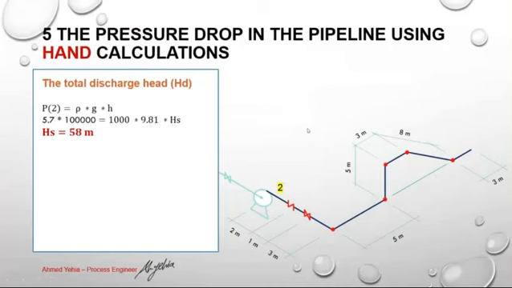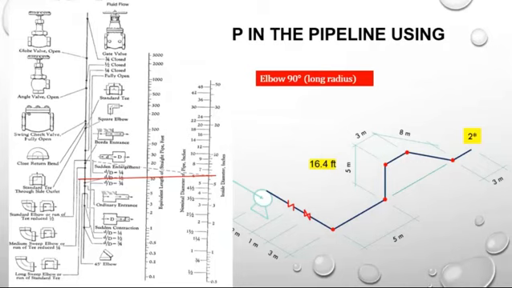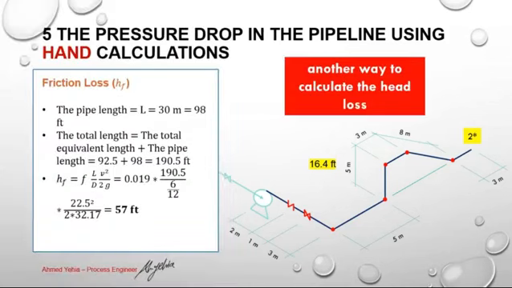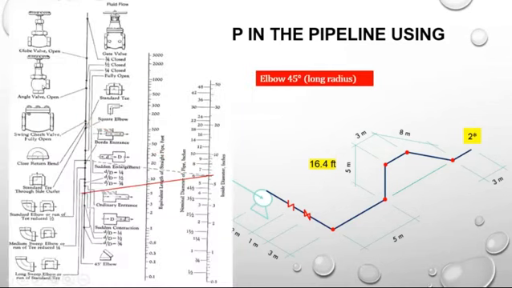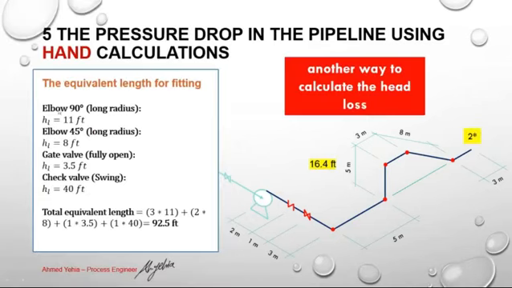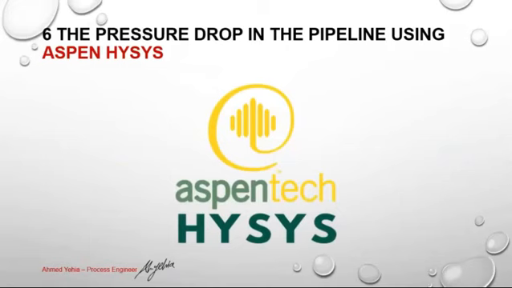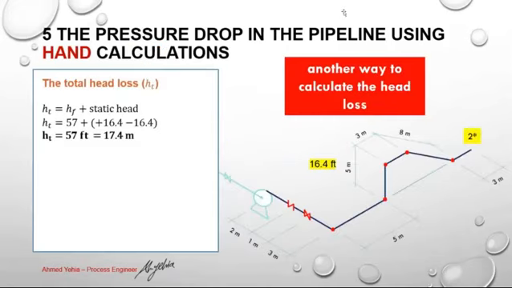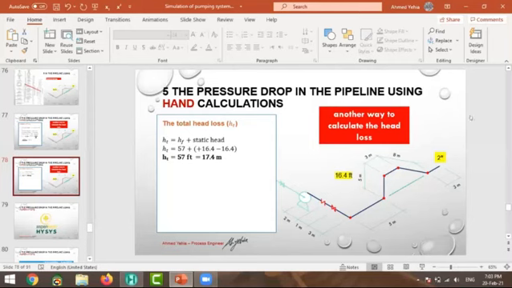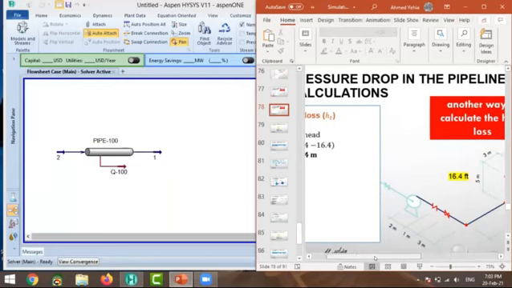If we use the equivalent lengths, we will get the same result. We get the equivalent length of the 90 degree elbow, the 45 degree elbow, and the gate valve here. Here we have the equivalent length of each fitting. The total equivalent length, we can add to the pipe length and use it in the friction losses as we said before. Then the losses finally are similar to the first method. I will go to our software and draw this line to see what the pressure drop is.